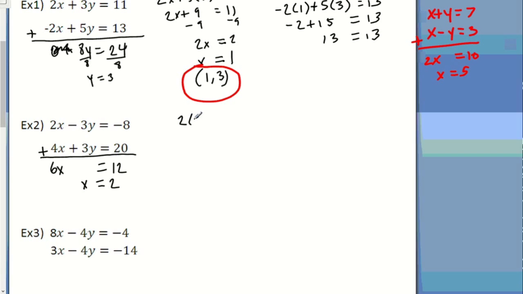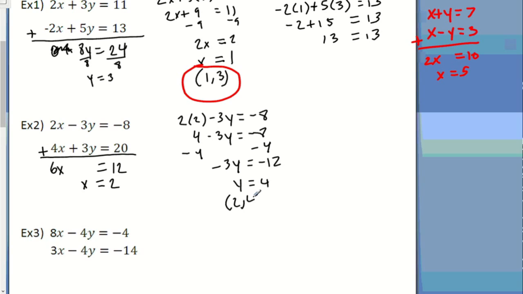Well, then I plug in the 2 to the first equation. That's 4 minus 3y equals negative 8. Subtract 4, subtract 4, I get negative 3y is equal to negative 12. So y is 4, which means (2, 4) is where these lines cross. Okay? And then you would check it with this equation. I'm not going to spend the time right now, but in your own notes, you need to go over here and check it with (2, 4) in the second equation. Okay?